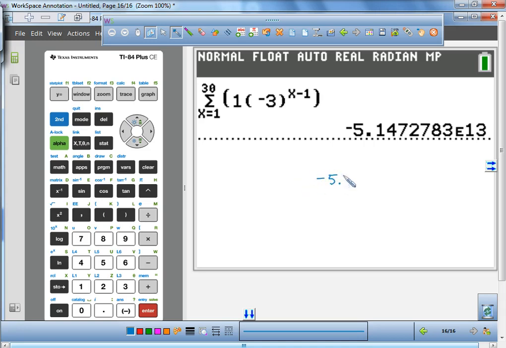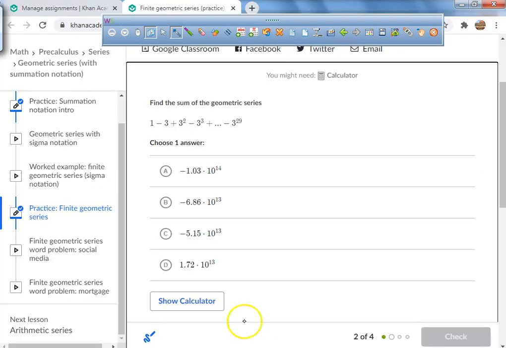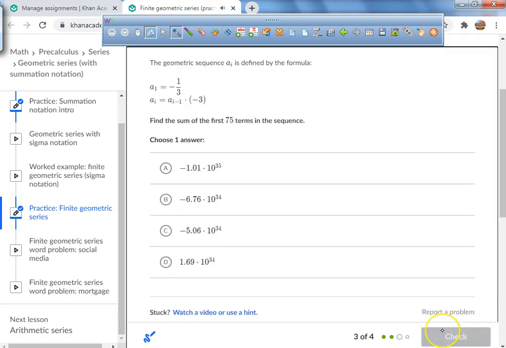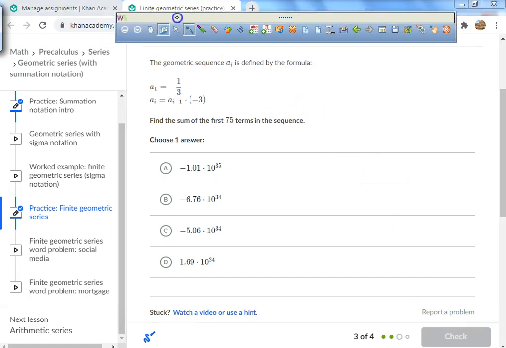That's going to make -5.15 times 10 to the power of 13. That's what I'm looking for. That's the answer that I'm going to be searching for, okay? Which is right there. All right? That's all you guys have to do. All right? I'm going to do a couple more, and hopefully you'll understand what it's saying.